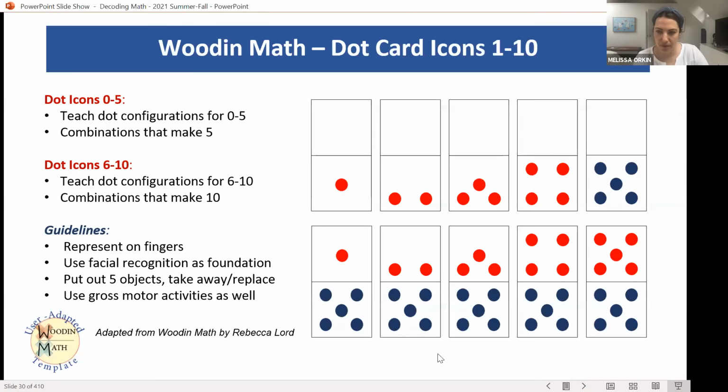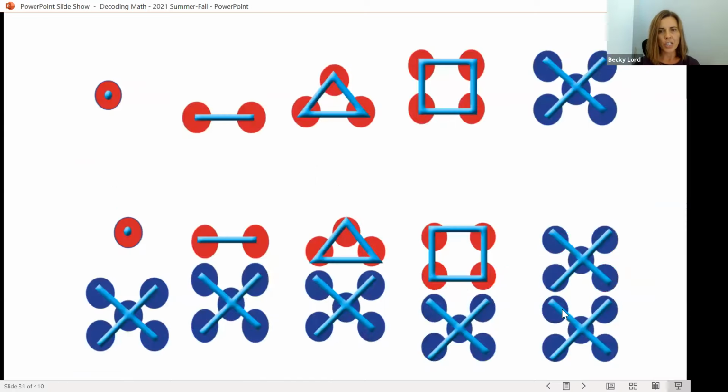Okay. So just to quickly show you with the dot cards. So these are the shapes, so 1 is a dot, 2 is a line, 3 is a triangle, 4 is a square, and 5 is an X. And so you can have students see it as a shape and help them. Chris Wooden does more with this. So woodenmath.com is a great resource for more activities around this if you're curious to check that out.